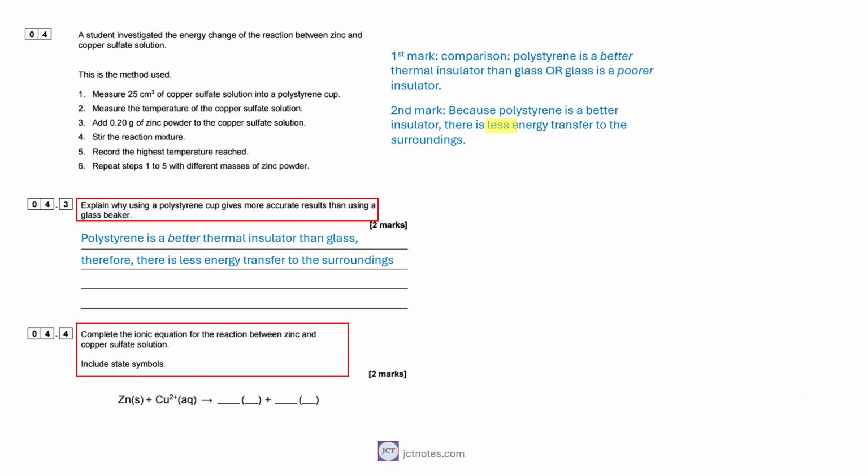On the left side of the equation, we have zinc solid plus a copper 2 plus aqueous ion. Because zinc is more reactive than copper, a displacement reaction takes place. The zinc displaces the copper, donating electrons to it. This means on the right side, the products are a zinc 2 plus ion, which is aqueous, and pure copper, which is a solid.